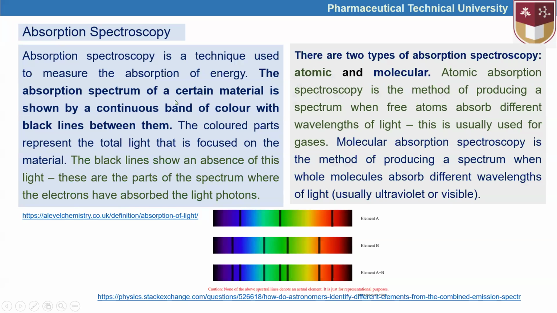The absorption spectrum of a certain material is shown by a continuous band of color with black lines between them, as indicated here. The colored parts represent the total light that is focused on the material. The black lines show an absence of this light. These are the parts of the spectrum where the electrons have absorbed the light photons. For example, element A has this kind of absorption spectrum, element B has this kind, and their mixture has this kind.